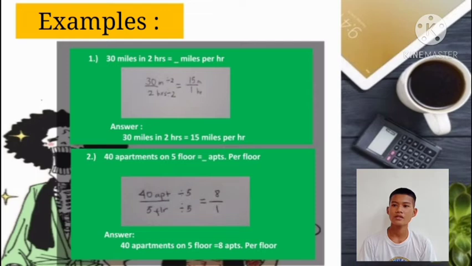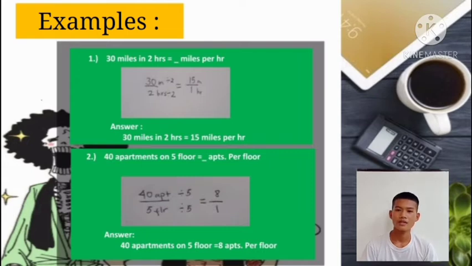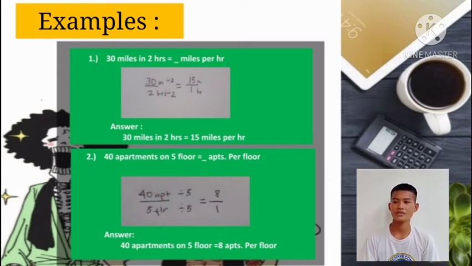Number 1, here we have 30 miles in 2 hours. We need to find how many miles there are per hour. 30 miles in 2 hours, miles per hour. So we find the unit rate by writing out our ratio as a fraction. So we have 30 miles over 2 hours.